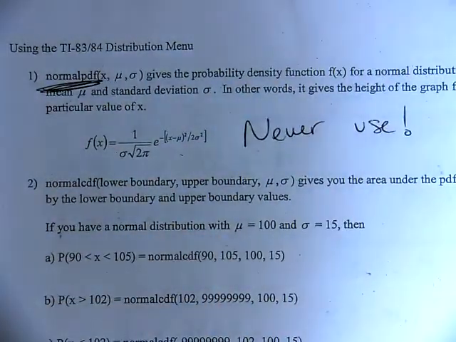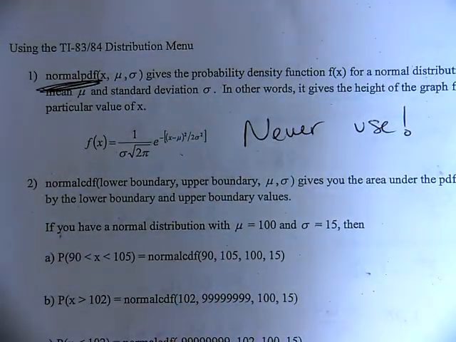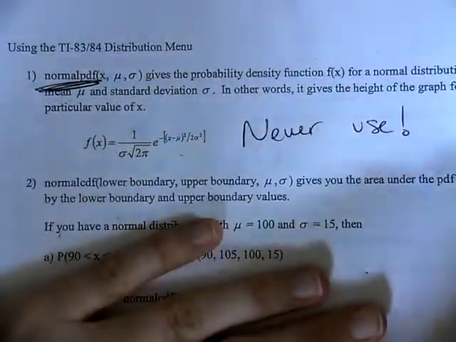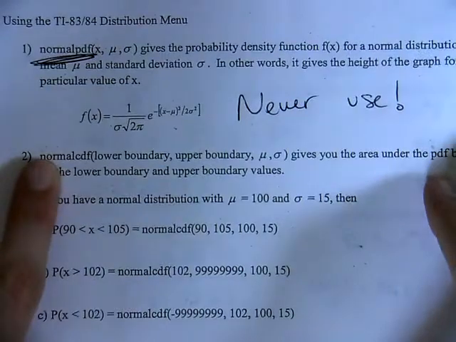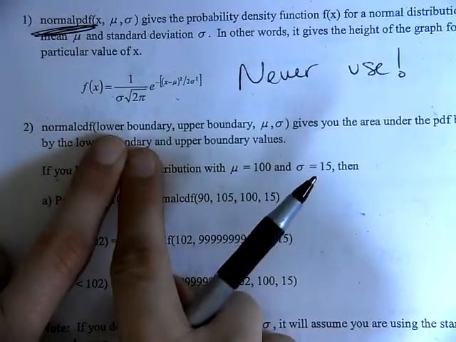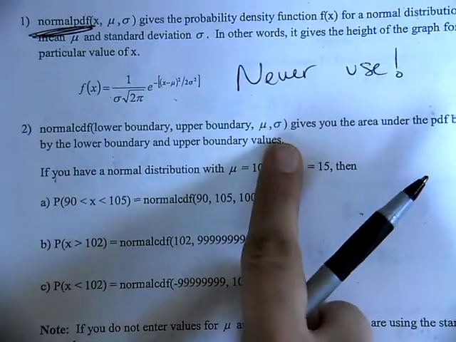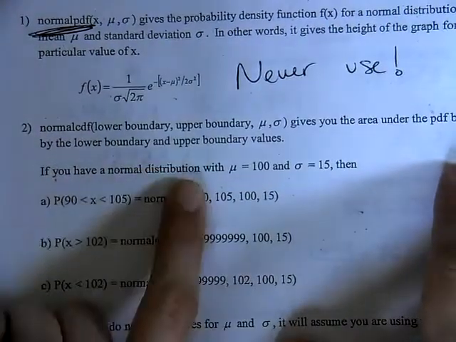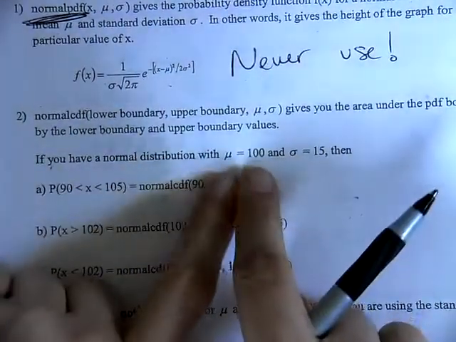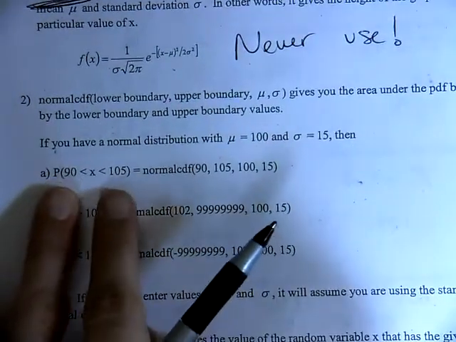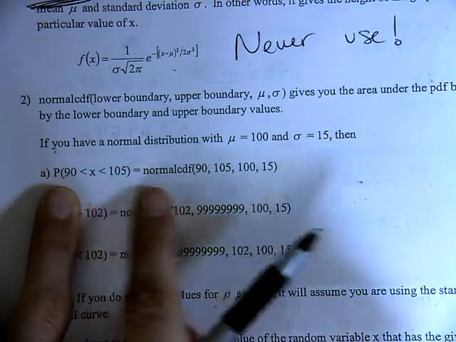For us, the probability at a specific point when it's normal is nothing. It's 0. We're going to use the second one, normal CDF. So you're going to have a lower boundary point, an upper boundary point, a mean, and a standard deviation. So if you have a normal distribution, let's say of 100, standard deviation of 15, what's the probability I get between a 90 and a 105?